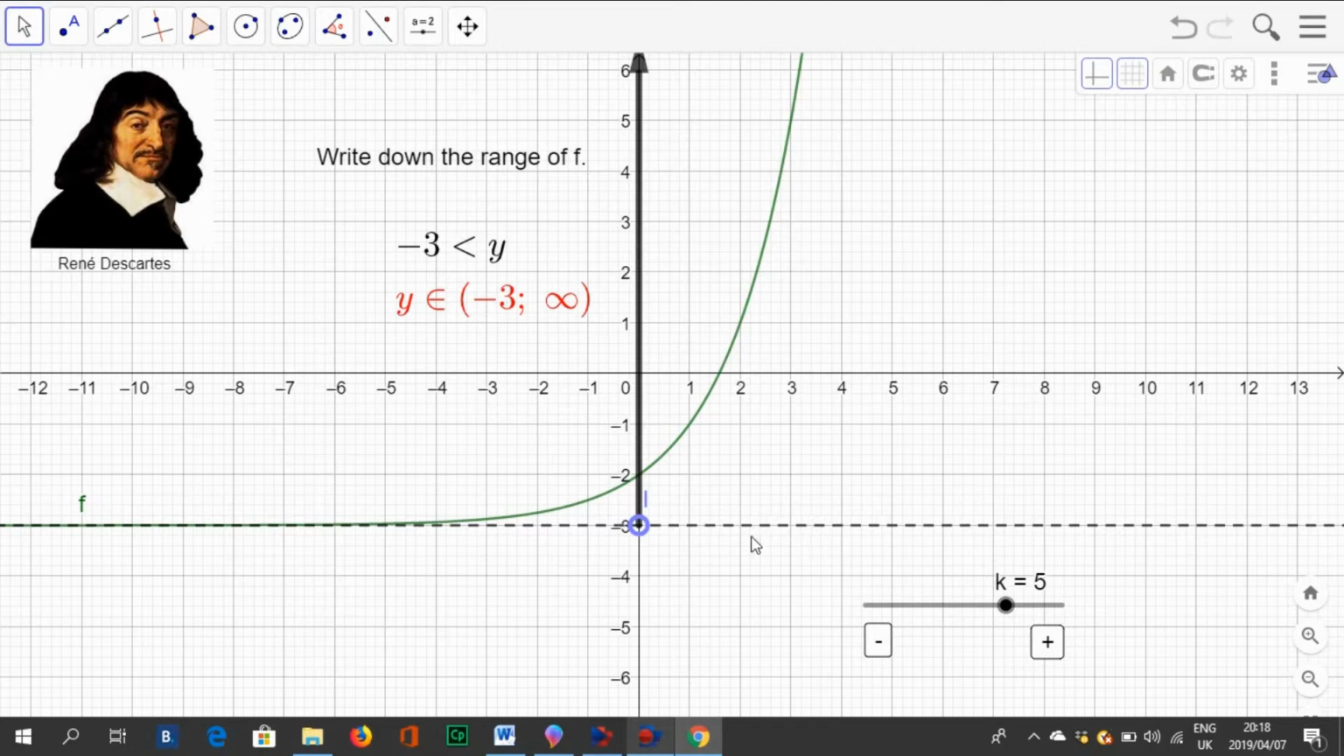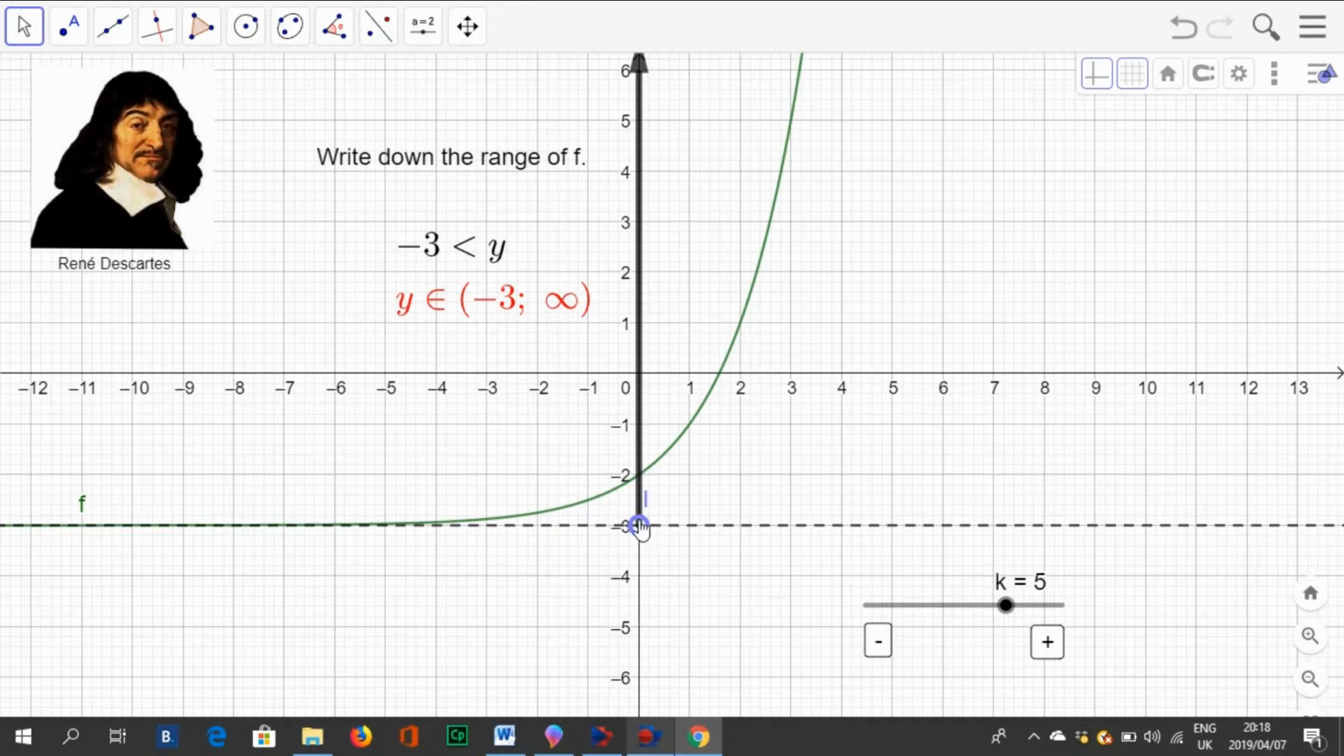Now remember that this line here is an asymptote, so this graph technically does not touch this line. Although it would seem here it touches the line, it actually comes close to touching the line, but it does not touch the line. So the values of y for this particular graph start just after this particular line, which is an asymptote, and it goes up to infinity.